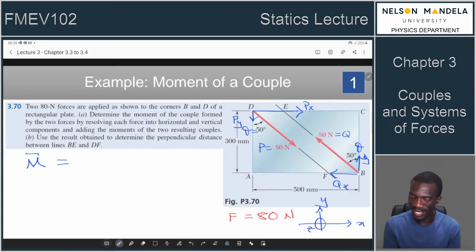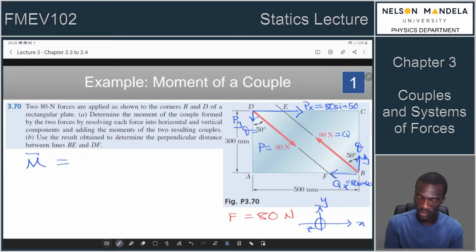These two forces are acting at a distance of 300 millimeters. We are also going to have this force P in the Y and another force Q in the Y, and these forces are acting at a distance of 500 millimeters. By virtue of these forces having the same magnitude, you can actually see that your Px is 80 sin 50. Your Qx is equal to 80 sin 50. Your Qy is 80 cos 50. Your Py is 80 cos 50.